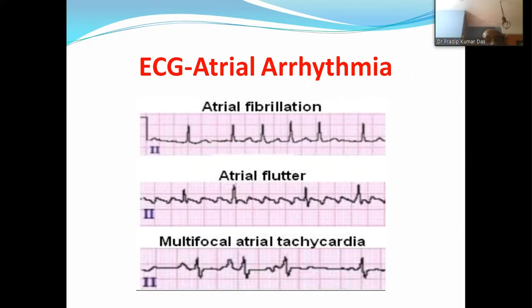As you can see, this is an almost normal looking P wave. This is an upright, tall P wave. This is a biphasic P wave. This is an almost flat P wave. So there are 4 different P wave morphologies, and if we calculate the rate and it is more than 100, then it is multifocal atrial tachycardia. If it is less than 100, you can say it is wandering atrial pacemaker.